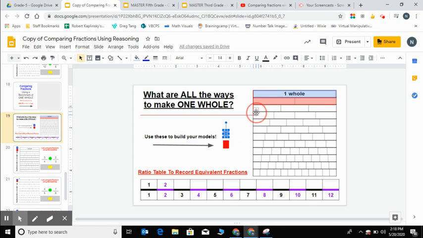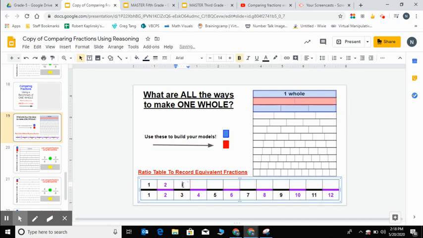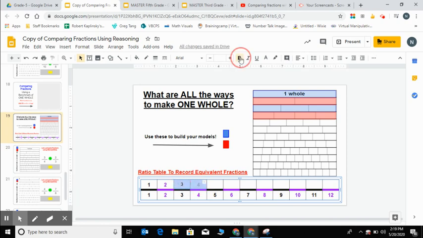If I wanted to look at my next row down, I have 3 equal parts or thirds, and 3/3 are the same as one whole. You guys might already be noticing a pattern here. If I go to my next bar down, it's split into 4 equal parts or fourths, and 4/4 are the same as one whole. So all of these fractions that I'm typing in here are equivalent to one whole.